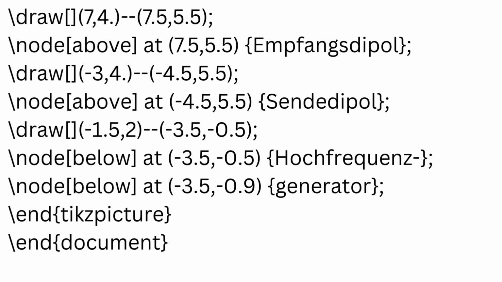Annotations and arrows. An arrow goes upward from the right and is labeled Empfangsdipol, which is German for receiving dipole, a type of antenna. Similarly, on the left, we label another arrow Sendedipol, meaning transmitting dipole. And finally, a line pointing diagonally downward leads to the label Hochfrequenz, meaning high frequency generator.